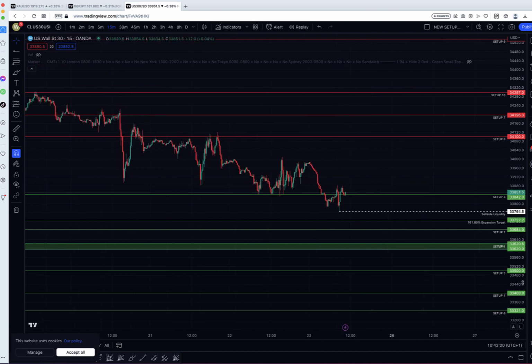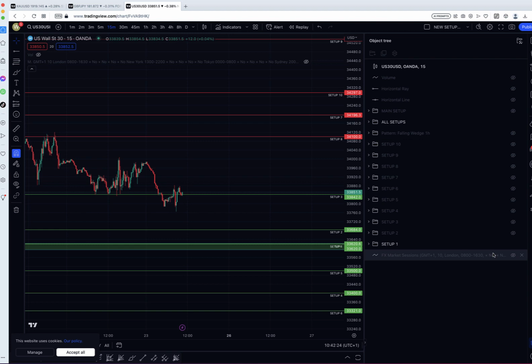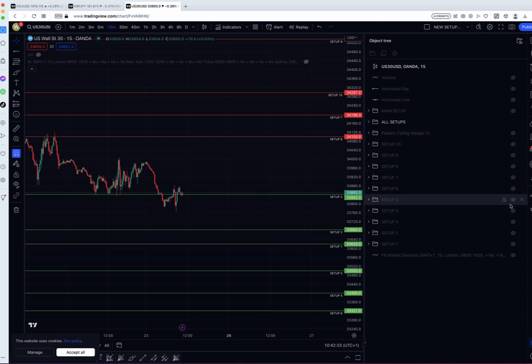Now, let me show you something. Let me just go here. I will just make that invisible. So you have all the setups here. If the price reaches, let's say, we are at the moment in setup 3. Let me just hide this one. Setup 3. And you are curious, what is there at the setup 3?